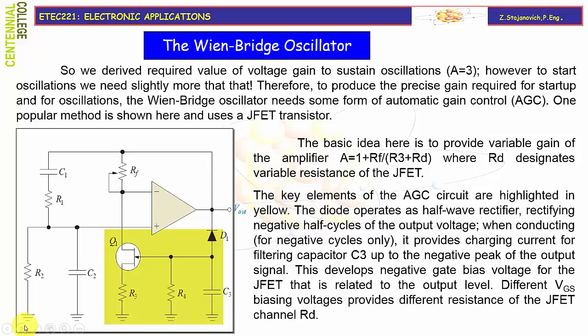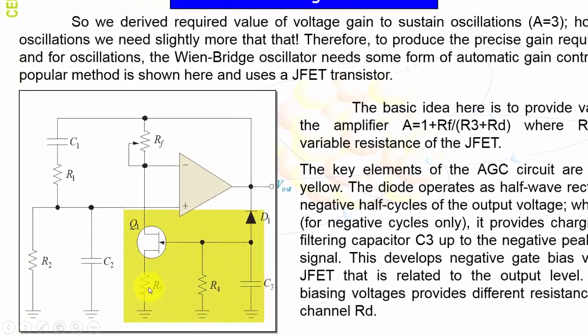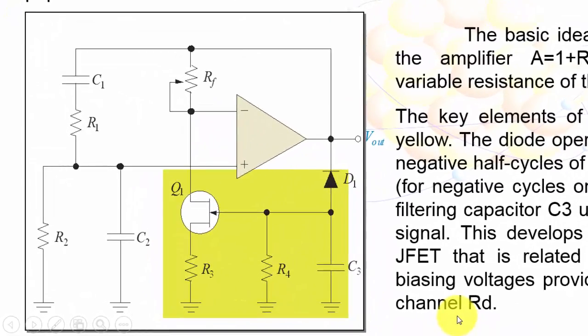The basic idea here is to provide a variable gain of the amplifier given with the expression 1 plus RF over R3 plus RD, where RD designates the variable resistance of the JFET. If you compare this expression to the non-inverting amplifier gain, we have 1 plus RF over Ri, and here Ri will be RD plus R3. The key elements of the automatic gain control circuit are highlighted in yellow.